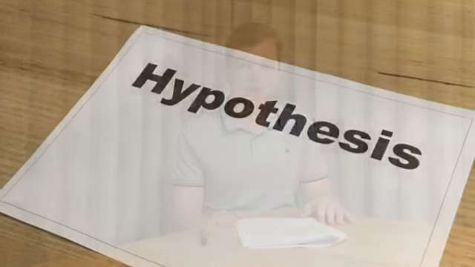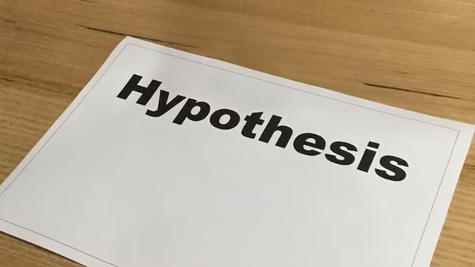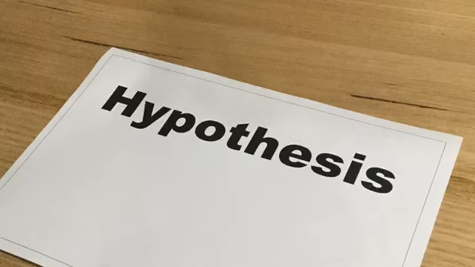Our aim is to determine how altering the temperature of vinegar affects its rate of reaction with baking soda. I predict that if the temperature of the vinegar is increased to 40 degrees Celsius, then the rate of reaction will also increase.